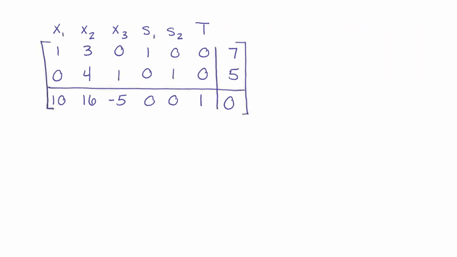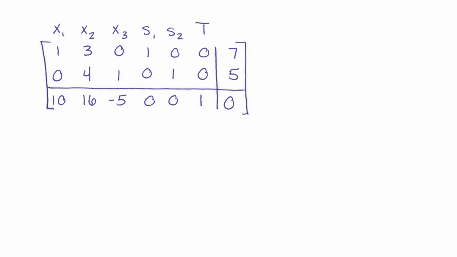So putting this in a tableau, we have column labels x1, x2, x3, s1, s2, and t, and then we have our constant column since this is an augmented matrix. Row 1 is 1, 3, 0, 1, 0, 0, 7. Row 2 is 0, 4, 1, 0, 1, 0, 5. And the last row is 10, 16, negative 5, 0, 0, 1, 0.